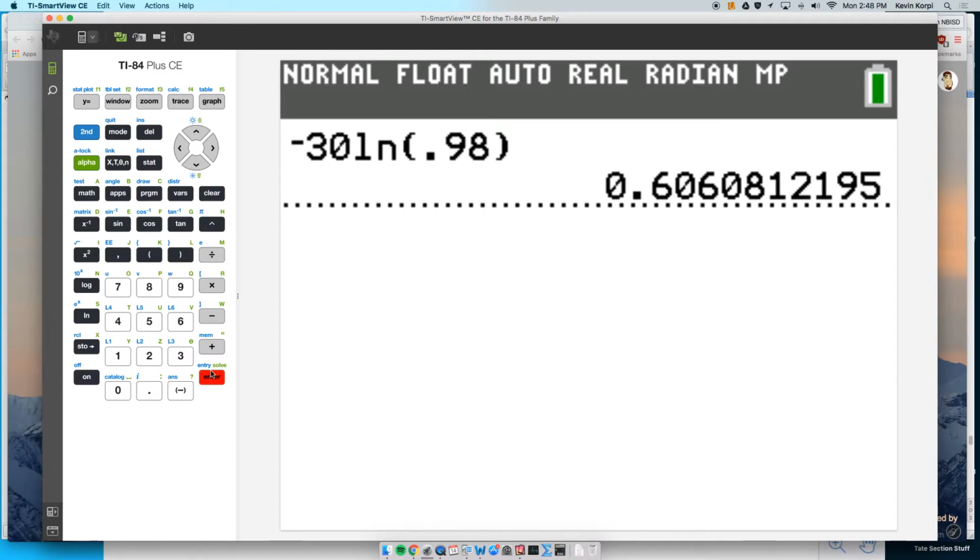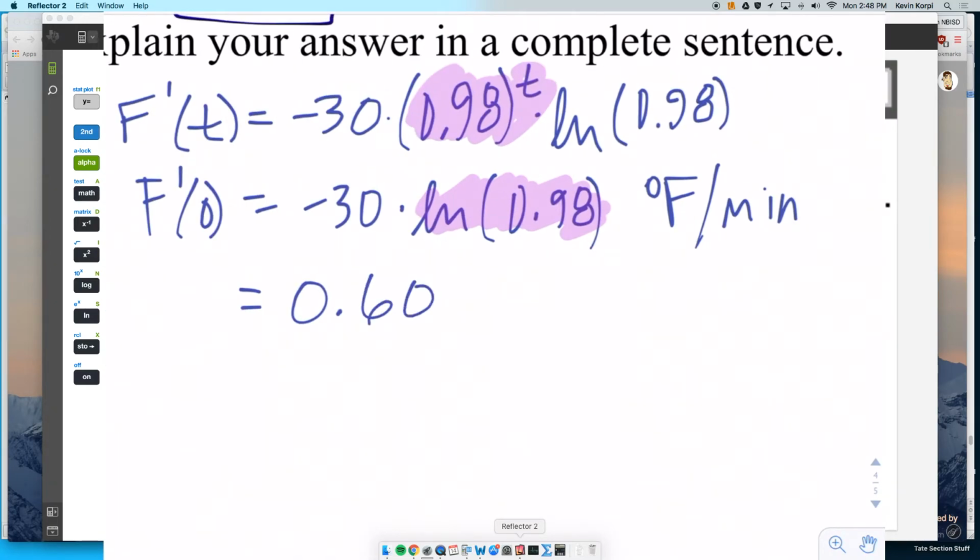And it comes out to be 0.60, how many decimal places do we report? 3, so 0.606. 0.606 degrees Fahrenheit per minute. Now we can write the sentence. So let's go ahead and write it.